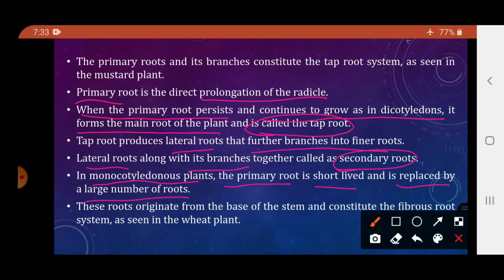Now where did these new roots come from? So these roots originate from the base of the stem and constitute the fibrous root system, as in the wheat plant. So listen carefully.